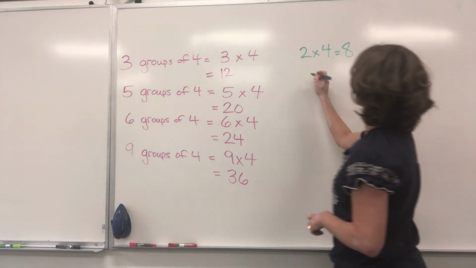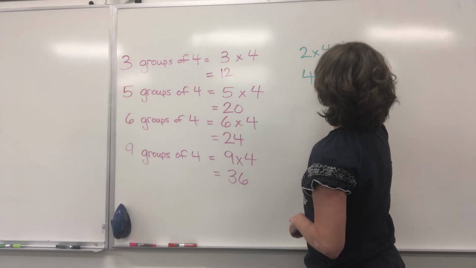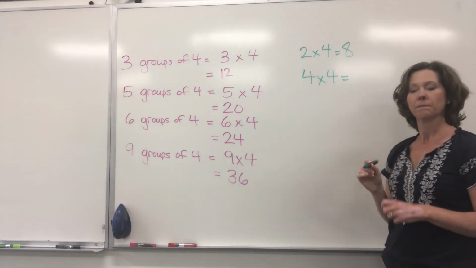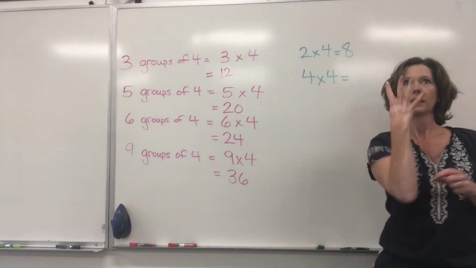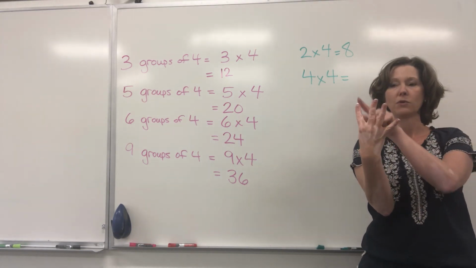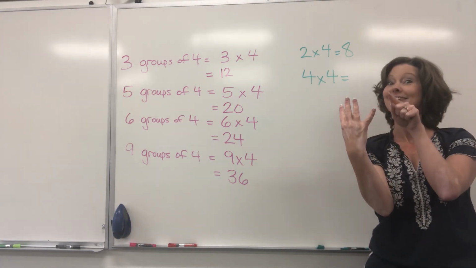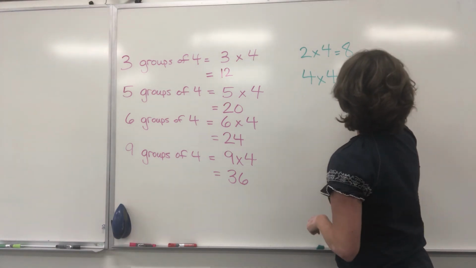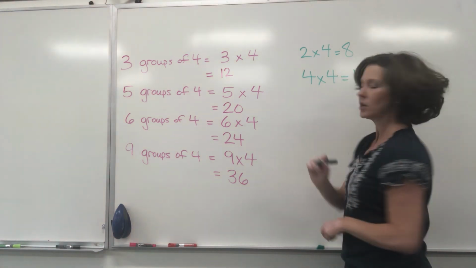What about number 6? 4 times 4. What's 4 times 4? Well, I'm going to have to use my song. I put my 4 fingers up. I'm going to count by 4s. 4, 8, 12, 16. Yep. Check yourself with your little finger code.